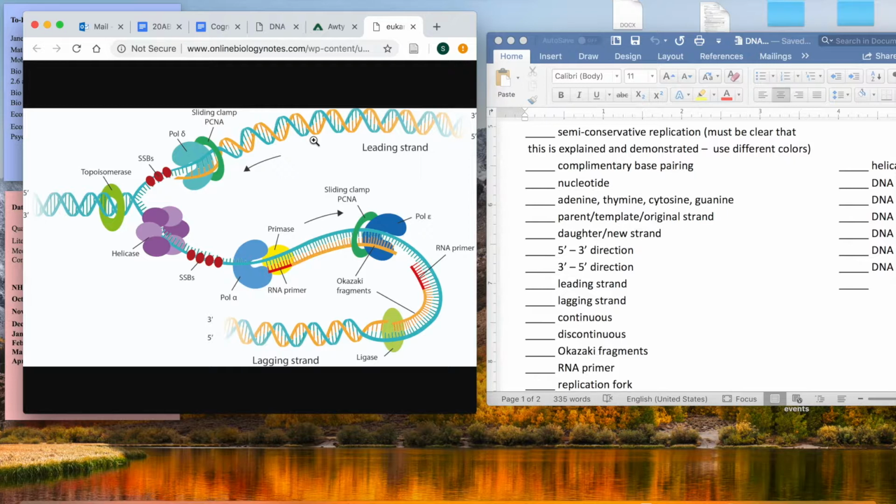But it has to be new, but one of them also has to be from the original one. So that's basically the meaning of semi-conservative replication.